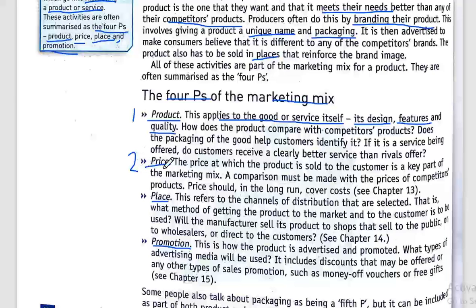The second one is price. In the marketing mix, I'm talking about the price at which the product is sold to the customer. A major part of the marketing mix is setting the right price for the product I have. To make sure I've put the right price on my product, I must compare the price I set with the prices of competitors, and the price should also cover the cost. This is what we are going to explain in the marketing mix price.